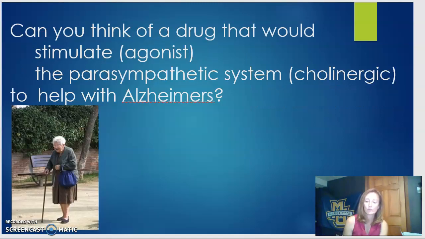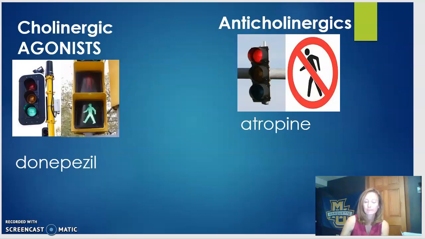So now, can you think of a drug that would stimulate? Now you're thinking agonist. The parasympathetic system, so now you're thinking cholinergic to help with Alzheimer's. If you want to pause the video, I think that's a good idea to think about it, process the information that you just learned. Again, remember cholinergic agonists, that would be, right, donepezil. Anticholinergics, an example, opposite of that would be atropine. And again, remember the parasympathetic agonist will stimulate the acetylcholine receptors, increasing that rest and digest.